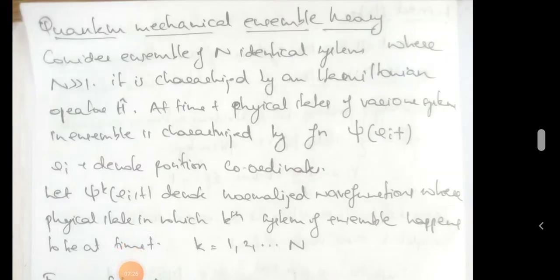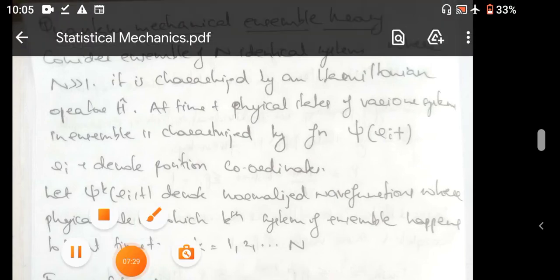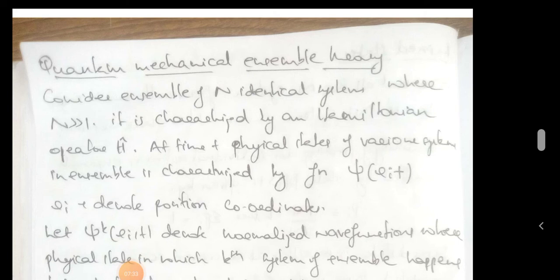Next, the quantum mechanical ensemble theory. Now consider an ensemble of N identical systems where N is always greater than 1. This system is always characterized by a Hamiltonian operator H cap, and at time t, the physical states of various systems in this ensemble are characterized by a wave function psi(r_i, t), where r_i(t) denotes the position coordinates. Now let psi_k(r_i, t) denote the normalized wave functions describing the physical state in which the kth system of the ensemble happens to be at time t, where k is equal to 1 up to N.